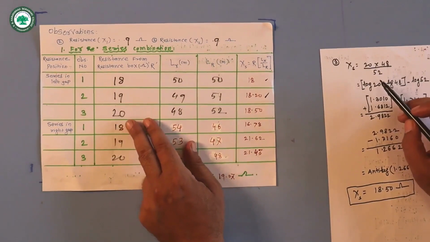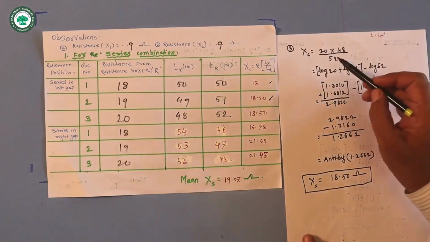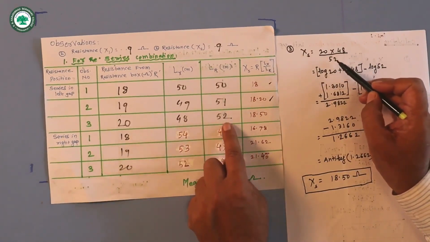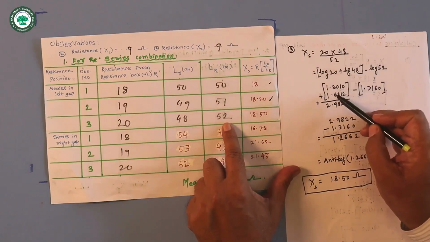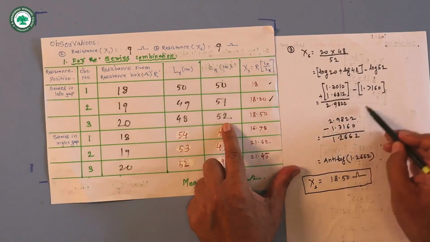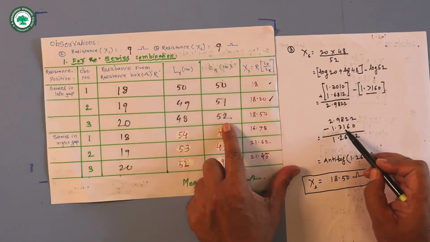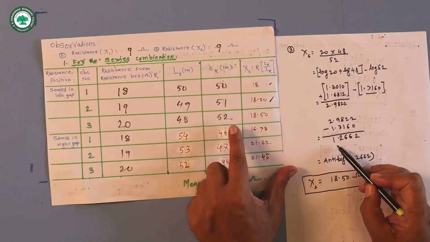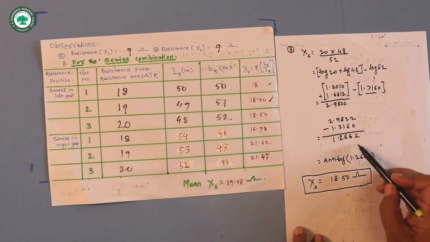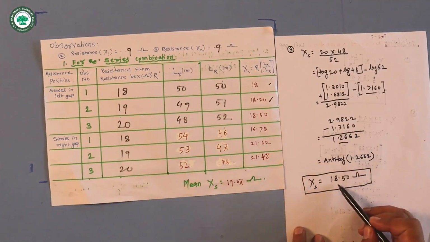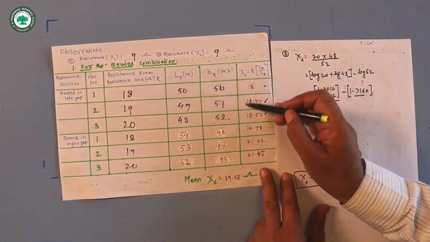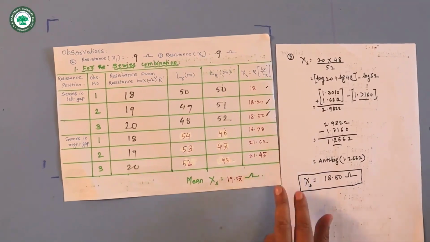For that, 20 into 48 divided by 52. See the logs. Make the addition, 2.9822, this one, minus this value 1.7160. Getting the subtraction, 1.2662. Now see the antilog of this term, and the answer will be 18.50 ohm. In this way we obtain these three values for the series combination.